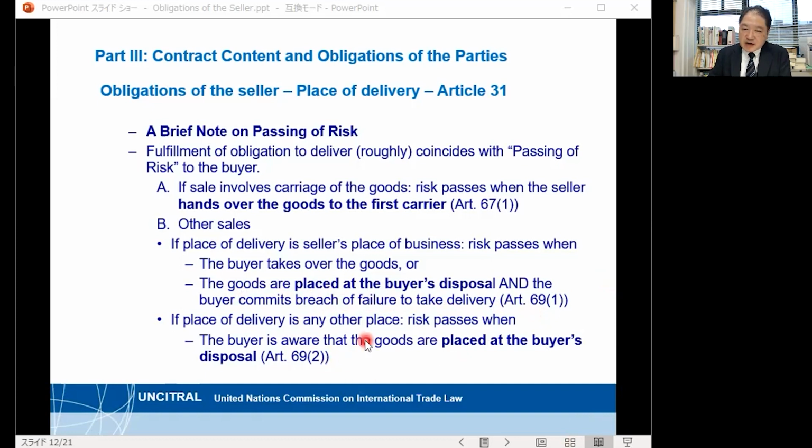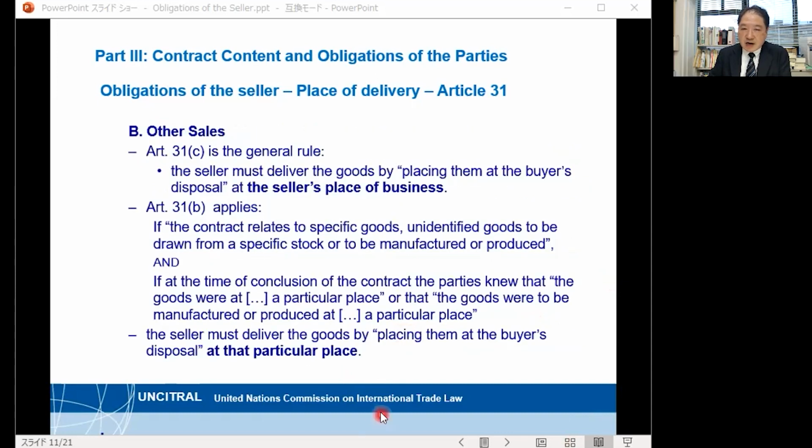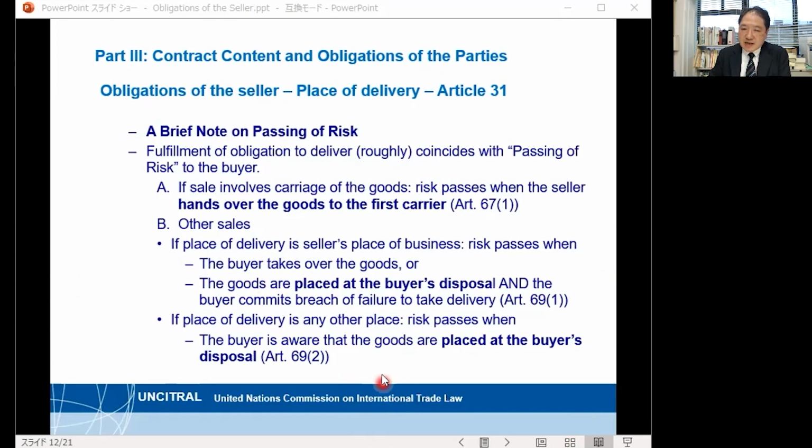if the place of delivery is any other place, that is like Article 31B, in that case, the risk passes when the buyer is aware that the goods are placed at the buyer's disposal. So here, the risk passes a little bit earlier than in this case, where the goods are to be collected at the seller's place of business. Well, this is because if the goods are at the seller's place of business, it can still be said that it is within the sphere of risk of the seller. So here, the risk passes a little bit later than in the case under Article 69(2).